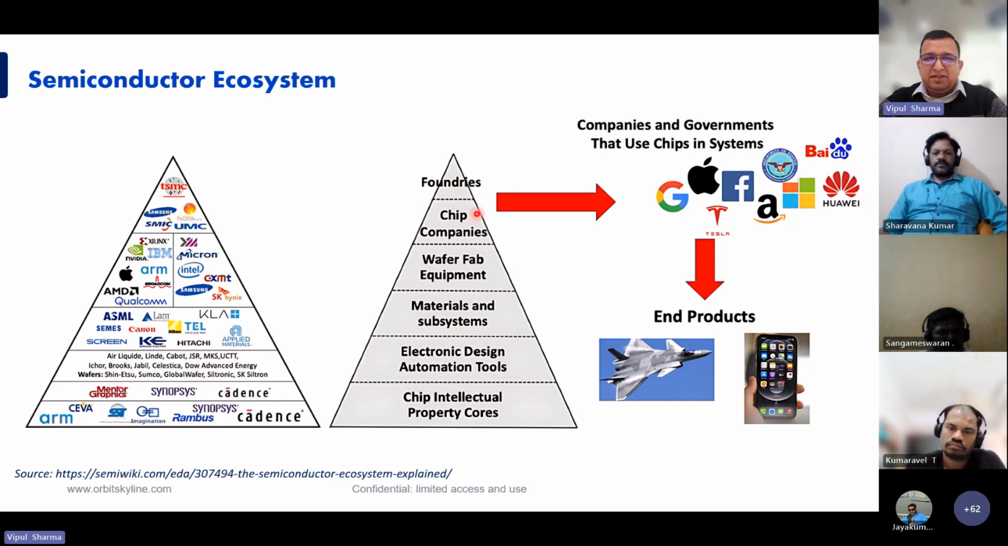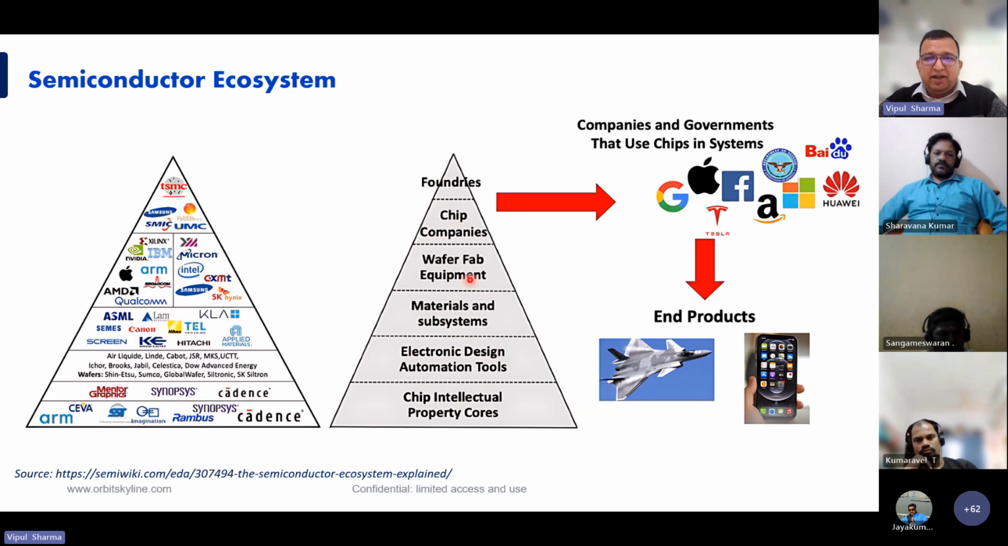After them, there are chip companies. They basically do all the designing. Whatever design goes onto the silicon wafer, they do. Like if you want to build a 5G chip or 6G chip, or a good microprocessor, these are the companies who do those designs.